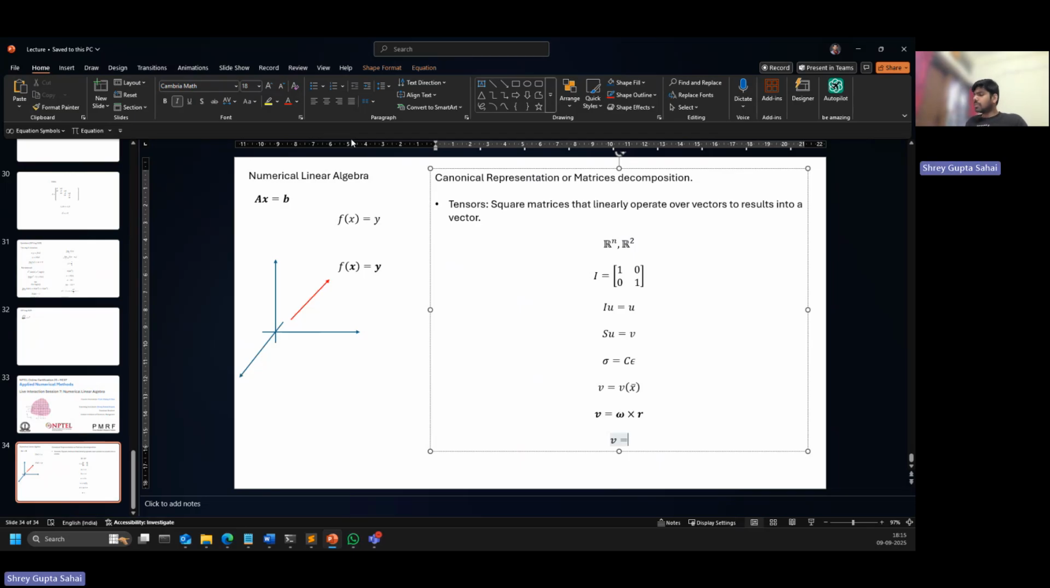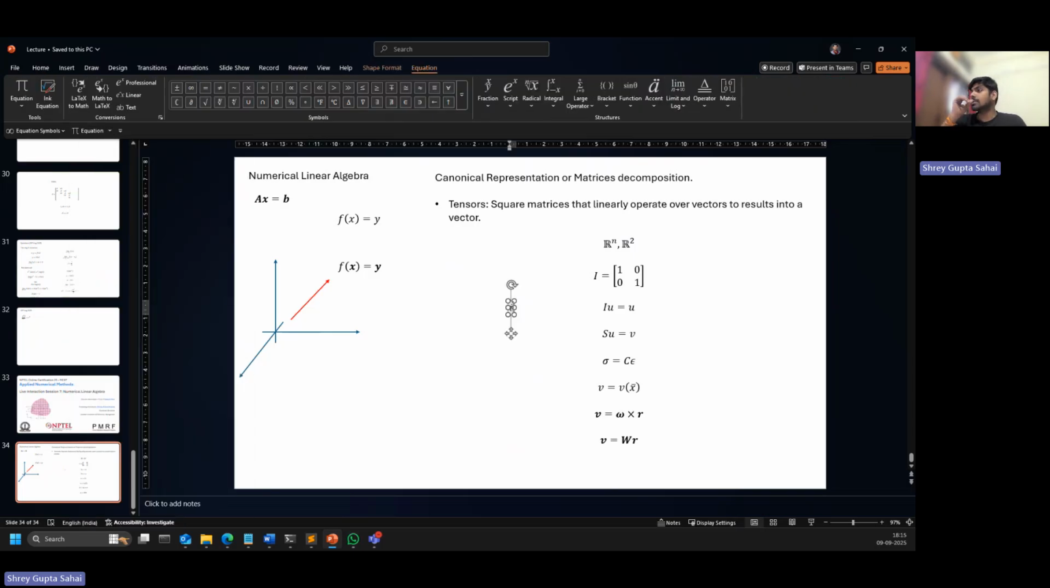So how do you write the other function in tensor notation? Essentially, you can write it as a skew symmetric tensor W times R. And actually, there's a very nice relation between the tensor W and the vorticity vector omega. So W can be written as, let me write that down for you.